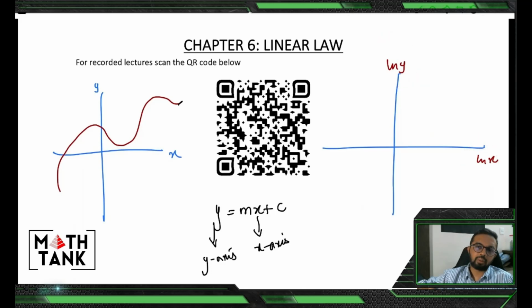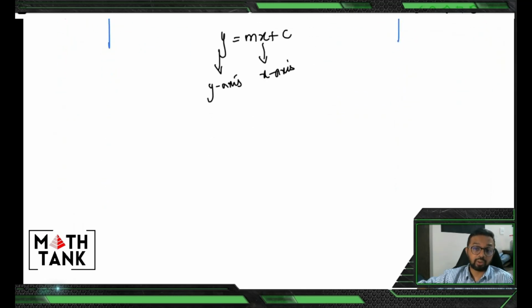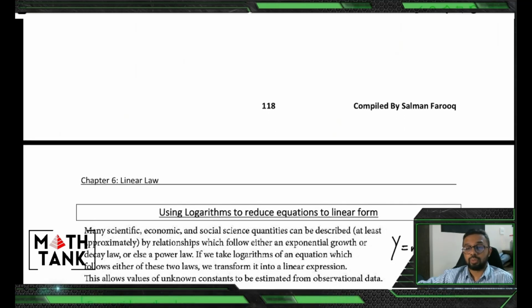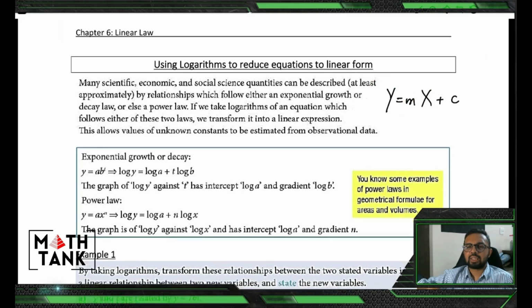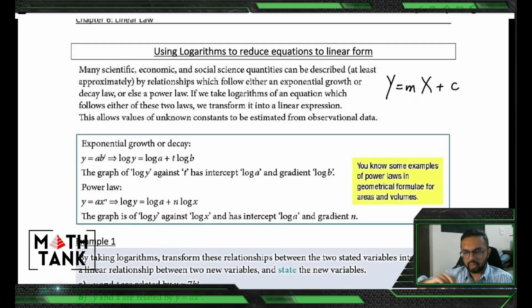What I've seen in the recent past papers is that linear law is tested more and more often. So please understand the topic, try to do it, try to understand how the axis gets changed. Once the axis gets changed, you are able to draw a straight line out of it. What is the use? It helps you in predicting sort of unknown values that are there.